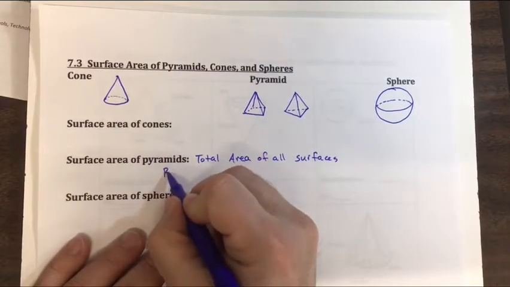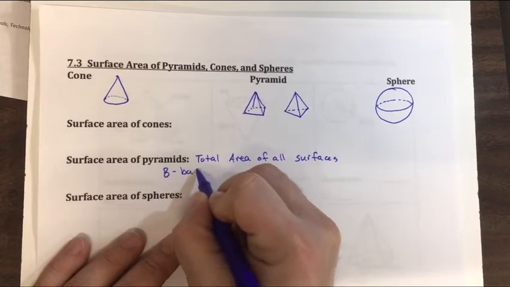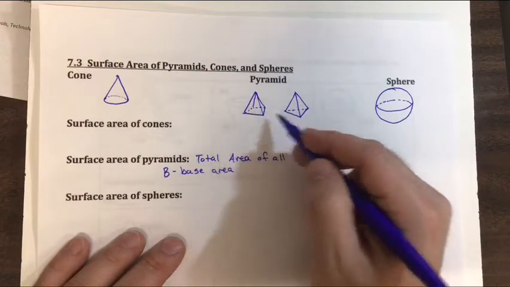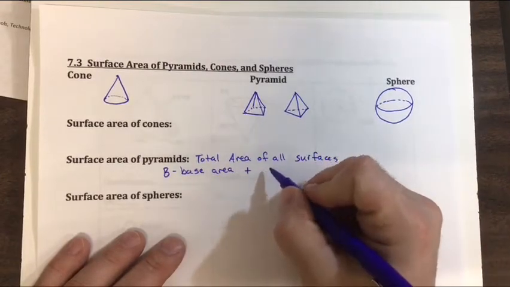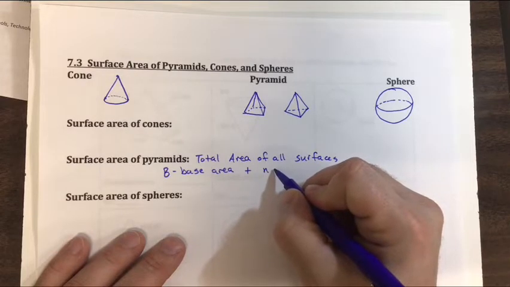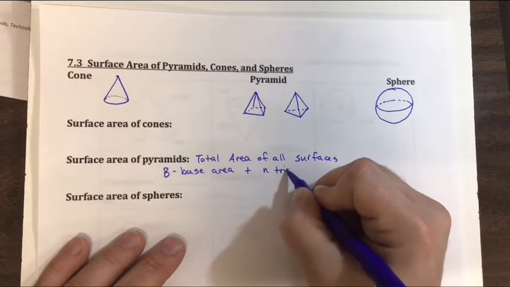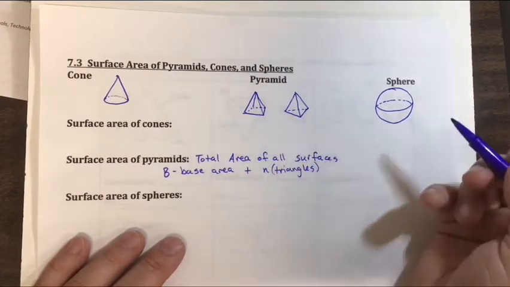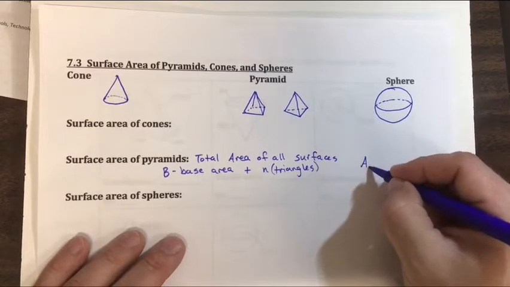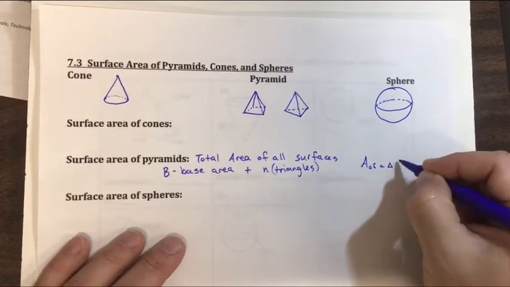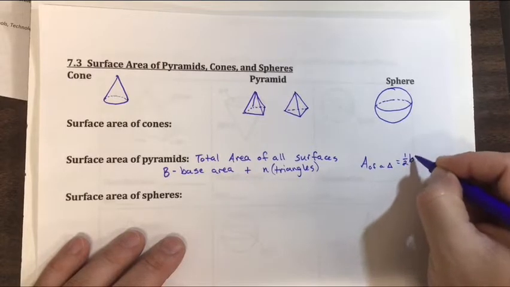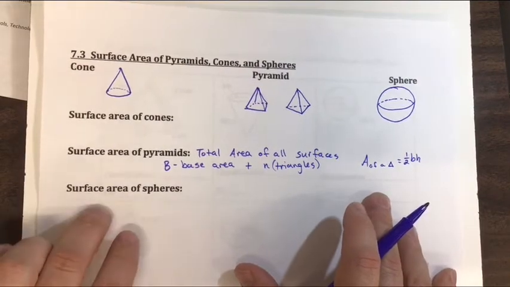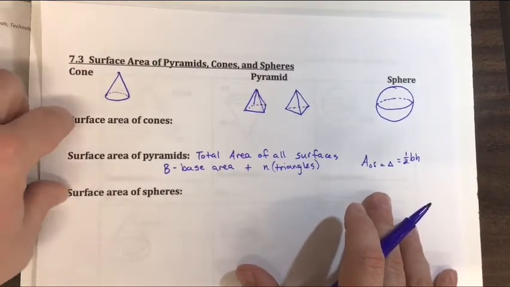Capital B usually represents the base area, and then we add however many triangles make up the sides. So we'll have n number of triangles, and we'll use our area formula for a triangle. Remember, the area of a triangle is 1/2 base times height. We do have two specific formulas for the surface area of cones and spheres.